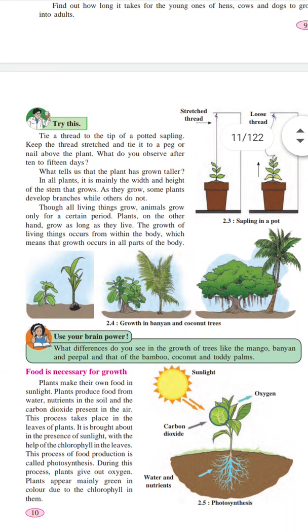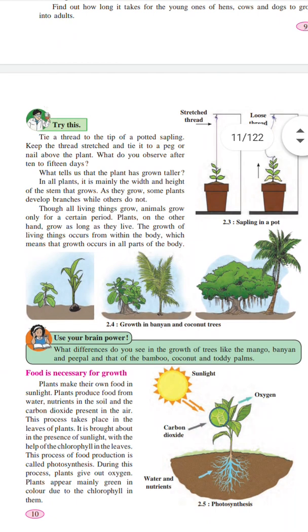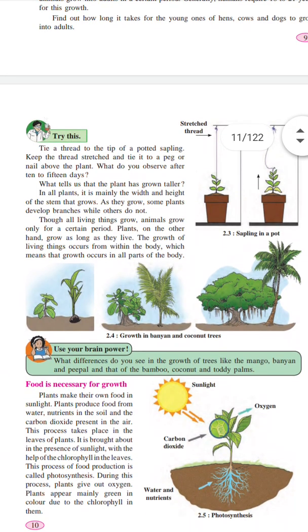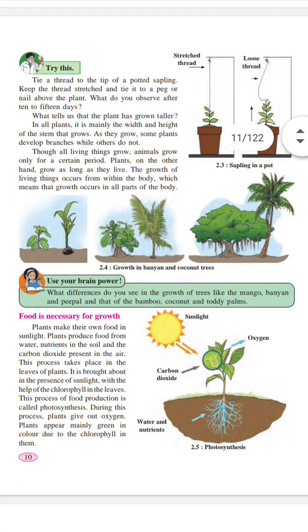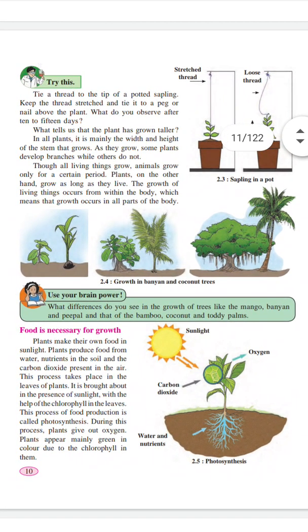In all plants, it is mainly the width and the height of the stem that grows. As they grow, some plants develop branches while others do not. Though all living things grow, animals grow only for a certain period, and plants, on the other hand, grow as long as they live. The growth of living things occurs from within the body, which means that growth occurs in all parts of the body. There is one picture also shown here, picture 2.4, growth in banyan and coconut trees.